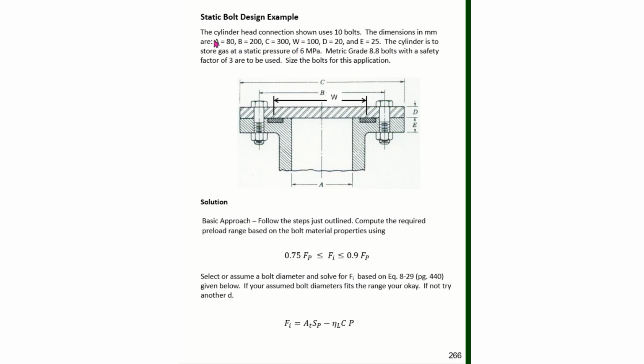We know that the dimension A is 80 millimeters. B here from bolt to bolt is 200. C from outside to outside is 300. W from the gasket to the gasket is 100. D here, the thickness of the top plate, is 20, and E here, the thickness of the cylinder head part, is 25. We know the internal pressure is static at a magnitude of 6 megapascals.